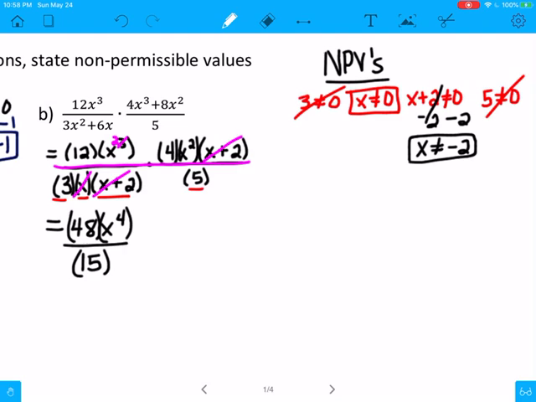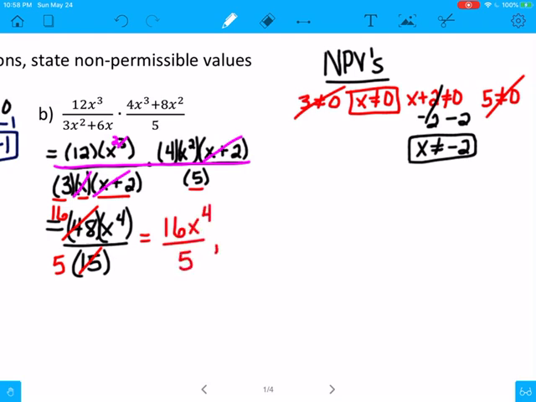So if I take 48 and I divide it by 3, I get 16. So I'm going to get 16 on the top, 16x to the 4. And I take a 3 out of 15, I get a 5. So I'm going to get 16x to the 4 over 5.